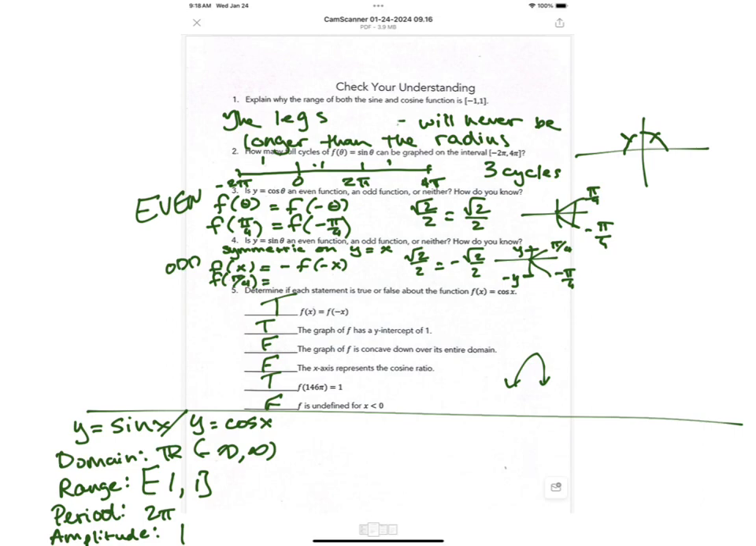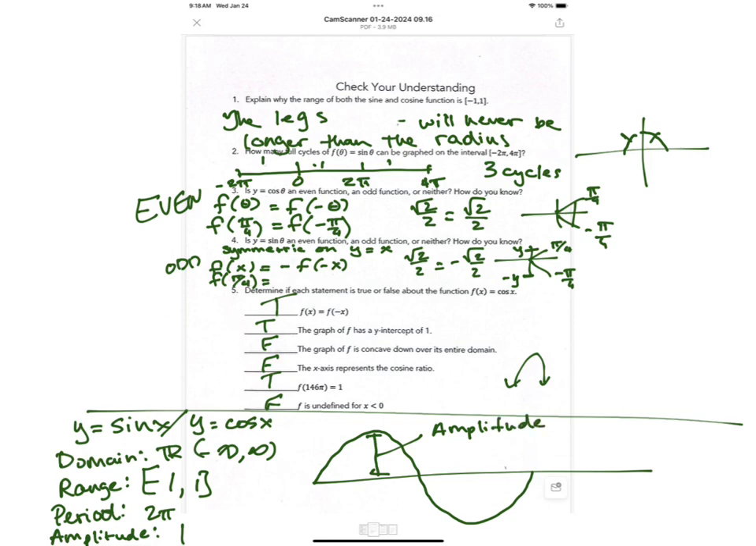Some different thoughts on period and amplitude. This is called the midline of the function. On the parent function, the midline is the x-axis. The distance from the midline to the peak is called amplitude. Those of you who have never heard that word before, amplitude is the distance from the midline to the peak.